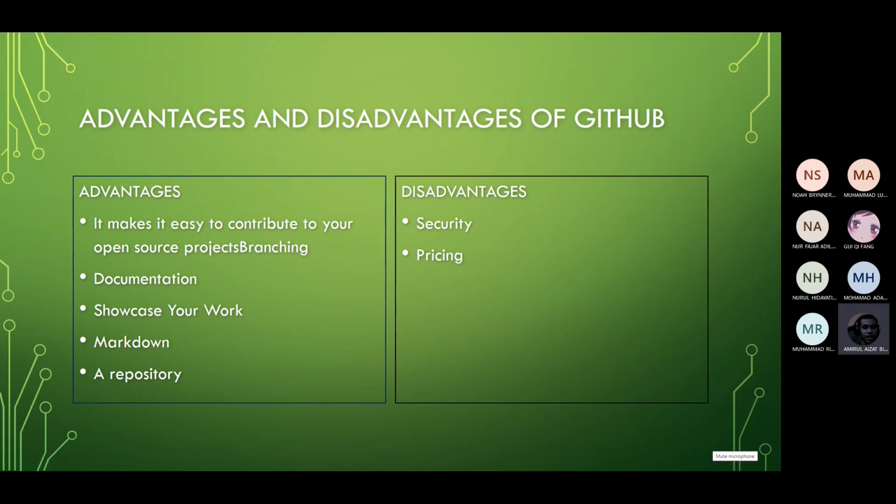So next, for the pricing, there are some features on GitHub that we need to pay for. If we have the money, we can use the features. If not, we can't use the features.